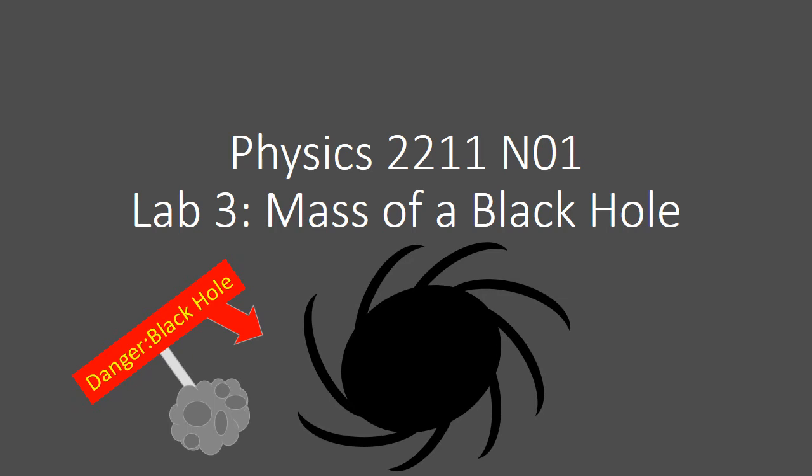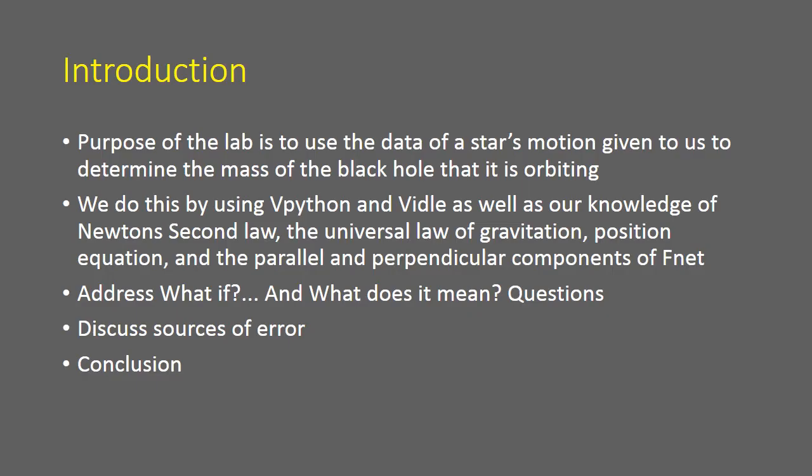This is the Physics 2211 Lab 3, where we find the mass of a black hole. The purpose of this lab was to use the data of a star's motion that was given to us in a CSV file to determine the mass of a black hole that it is orbiting.